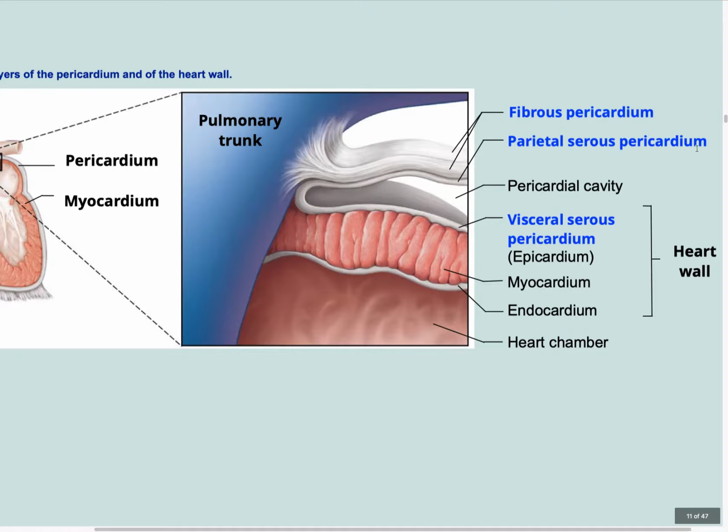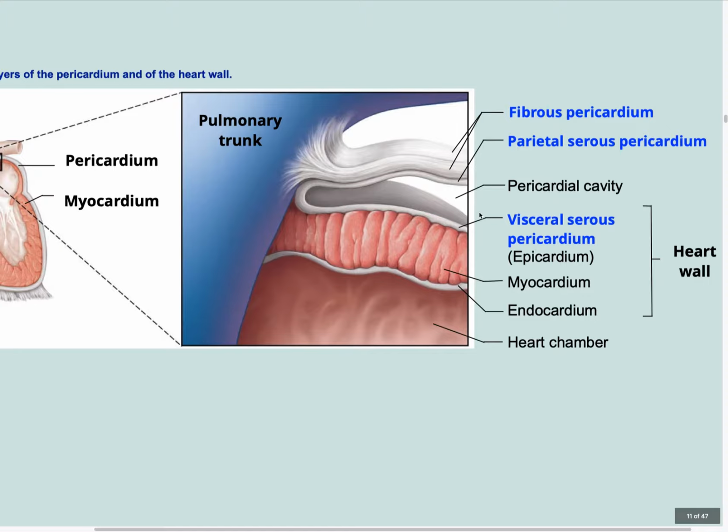Recall earlier in the semester we talked about the serous membranes, which come in two layers. The parietal, which is the more external layer, and the visceral, which is the more internal layer. And so we have the same thing going on here. The two layers are continuous with one another. The parietal layer of your serous pericardium is actually directly attached to the fibrous pericardium. So one's just the outer surface, the other is the inner surface. They're just two separate layers, but they are adhered together.